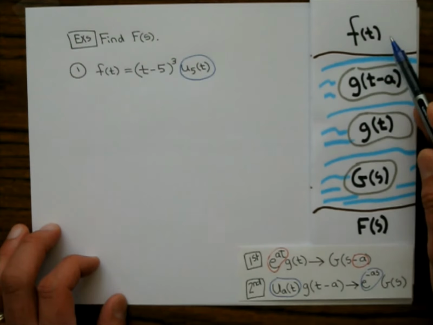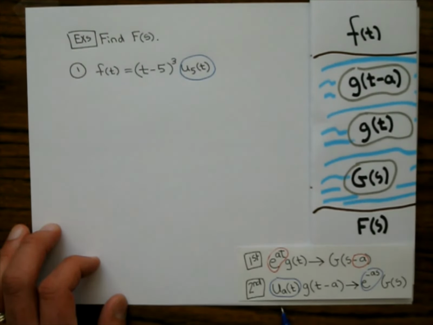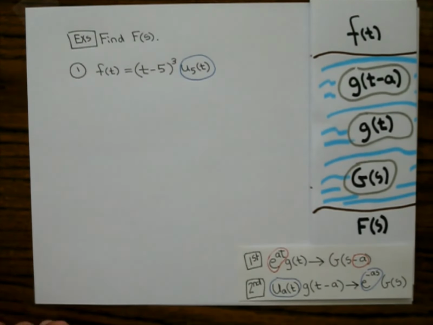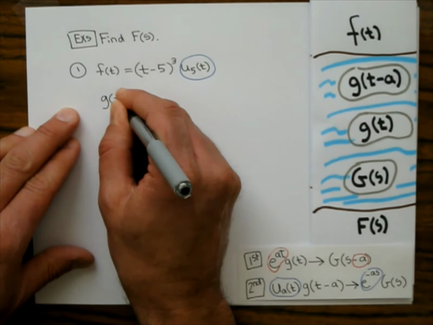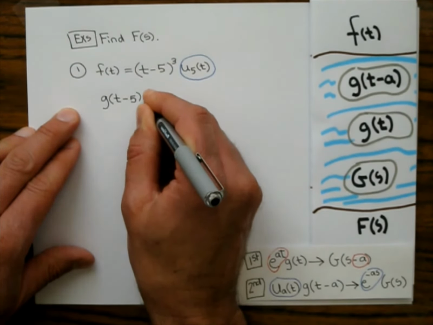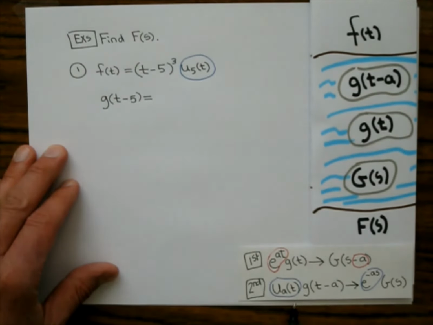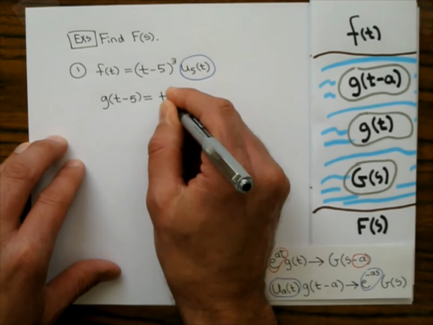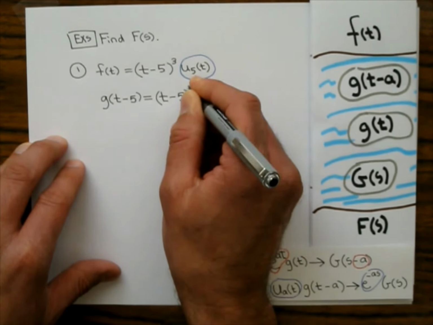Okay, so I'm here on the shore. I'm going to jump over here. I'm going to identify g of t minus a, and it's really g of t minus 5. So g of t minus 5. Now this is not that hard to do, jumping to the first stone. It's actually going to be the part that is not circled. So this is just going to be t minus 5 cubed.